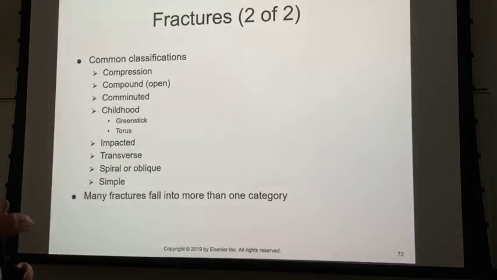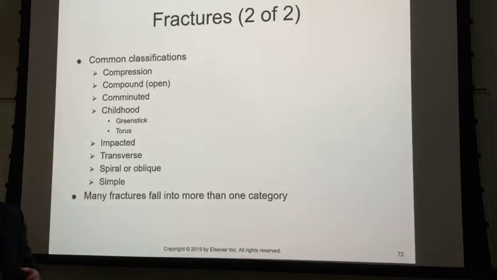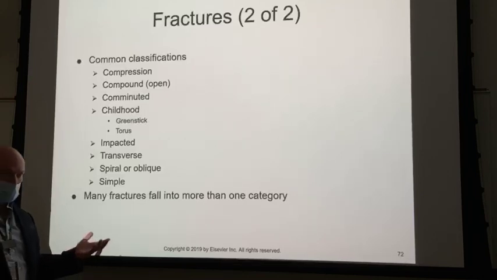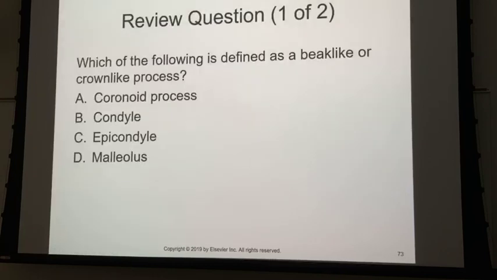Transverse fractures, just like it sounds, go straight across. Spiral fractures or oblique fractures have a twist to them, and sometimes they're referred to as bayonet fractures because they're very, very sharp. They can be very dangerous. You can sever an artery by not being careful enough with the extremity, picking up a patient without any kind of care. You can actually do more damage to the patient with a spiral or oblique fracture. And a simple fracture and a transverse fracture are pretty similar.